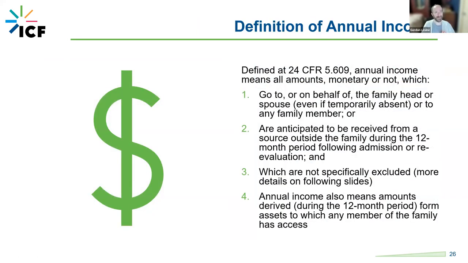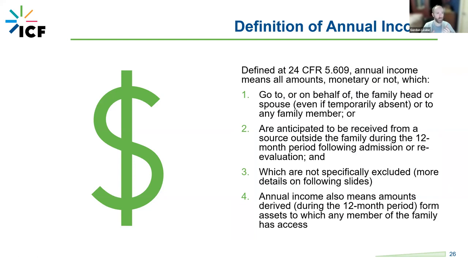There we go. So the definition of annual income. Annual income is defined, this is another good one to bookmark, by the way, at 24 CFR 5.609 and 5.611. It defines annual income, and it defines what is and what is not annual income, either monetary or not, what needs to be included and what must be excluded from income calculations.